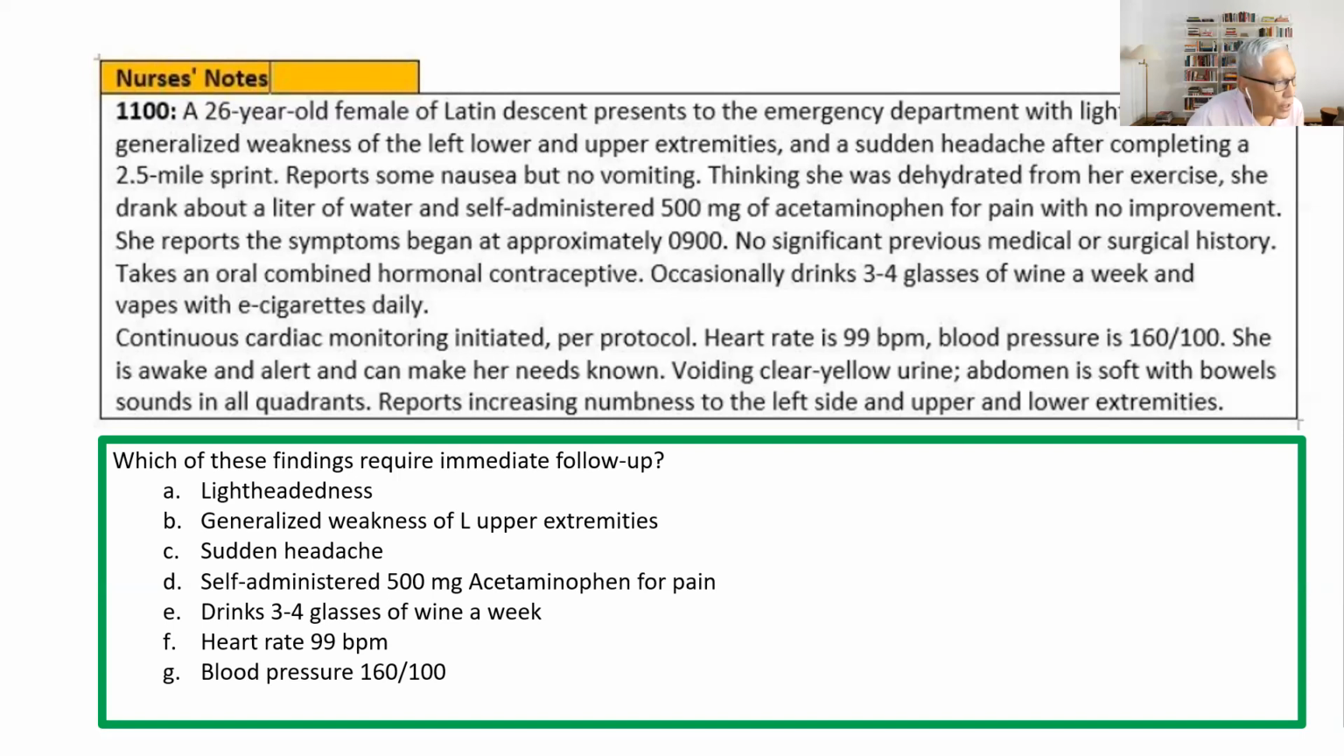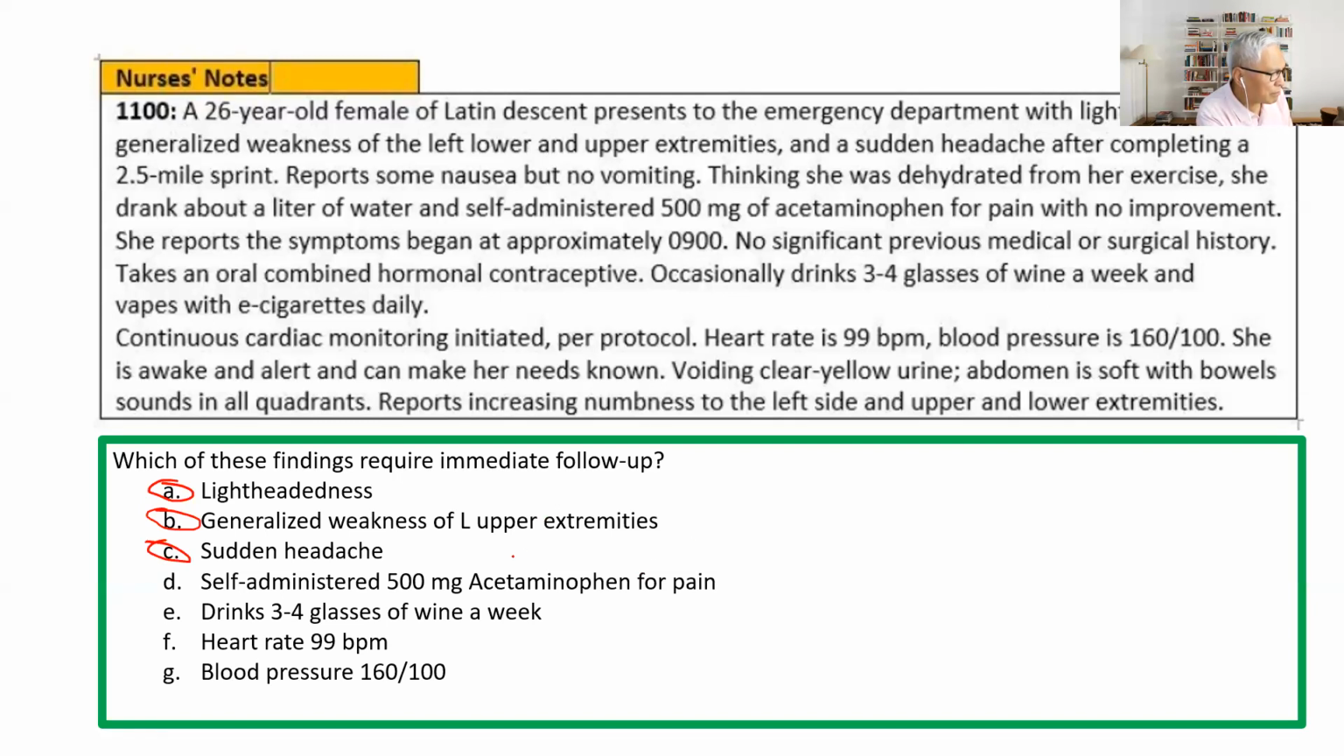Okay, let's take a look at this. Now, would you be concerned because the patient is lightheaded? I certainly would. These are all signs of neurological insult, so I would certainly choose lightheadedness. And then weakness of the left upper extremities. Whenever you have one-sided weakness, this is always going to be a clue that something is happening in the brain. And sudden headache, I obviously will want to have this.